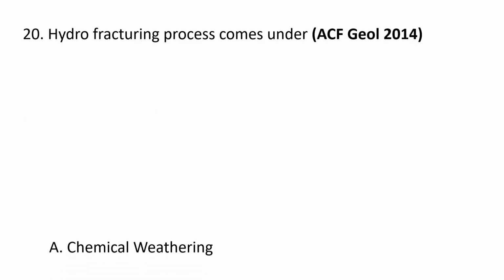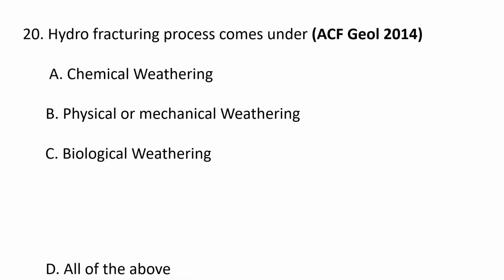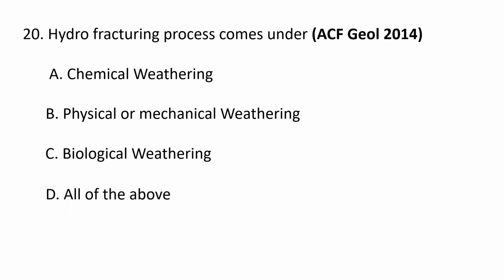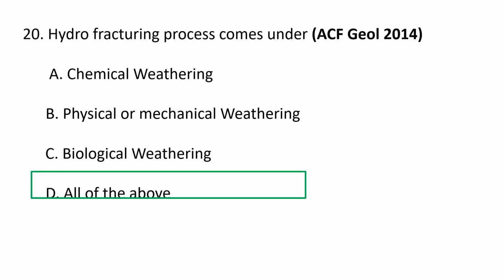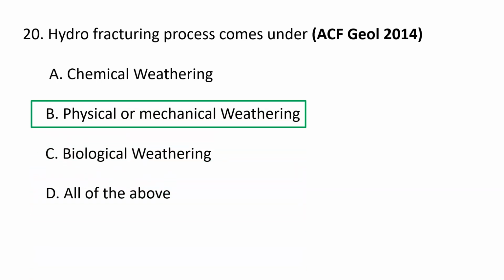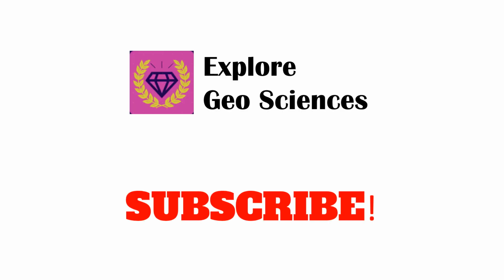Next question. Hydrofracturing process comes under A. Chemical weathering, B. Physical or mechanical weathering, C. Biological weathering, and D. All of the above. So the correct option is physical or mechanical weathering. Hydraulic fracturing is commonly known as fracking. It is the process of injecting water, sand or chemicals into a well to break up underground bedrock to free up oil or gas reserves. So the hydrofracturing process comes under physical or mechanical weathering.